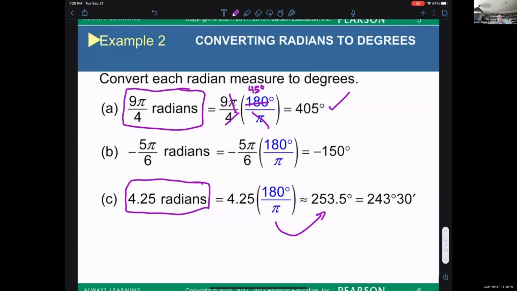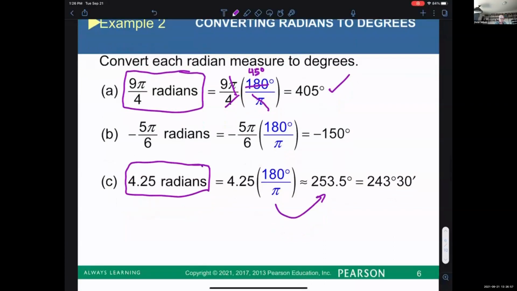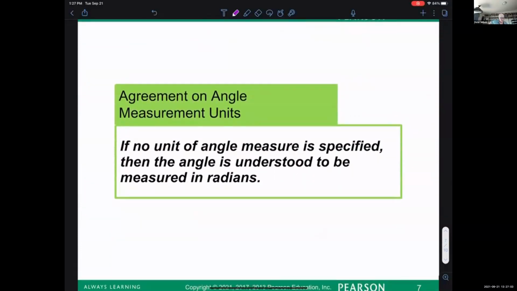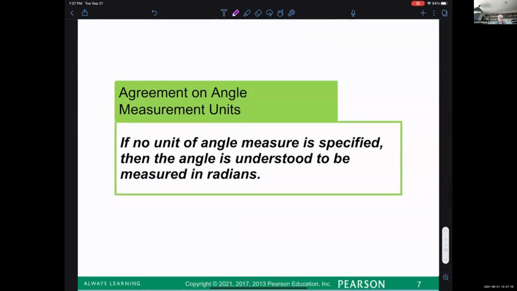All right, so we've introduced this new type of angular measurement, radians. We've talked about how it's defined and how it relates to common angles in degrees, and then even had formulas to convert from radians to degrees or vice versa. So here's a rule of thumb. If no unit of angle measurement is specified, then the angle is understood to be measured in radians. And the truth is that, as we saw when we were looking at the calculator settings before, radians is typically the default.